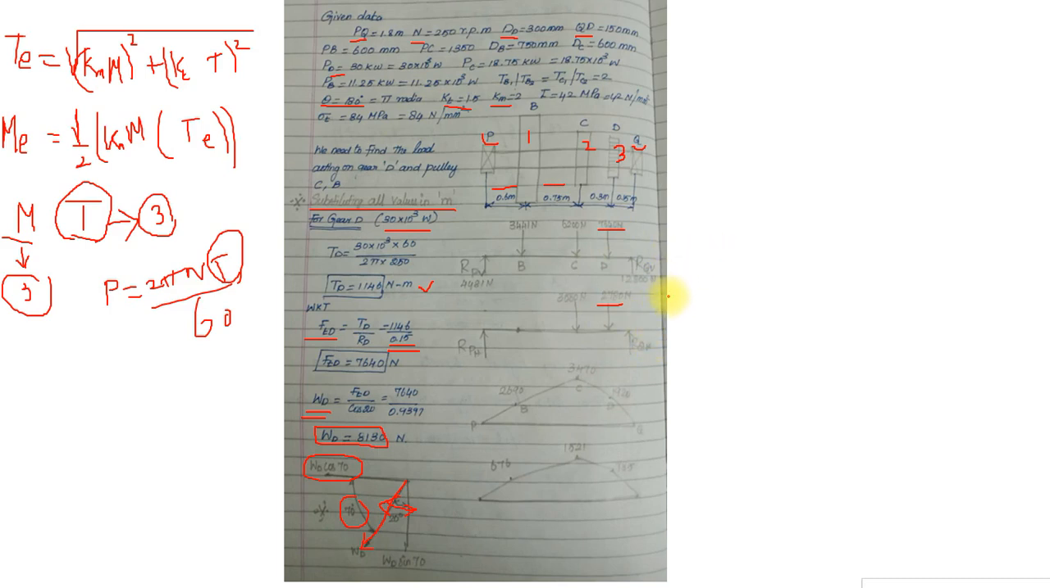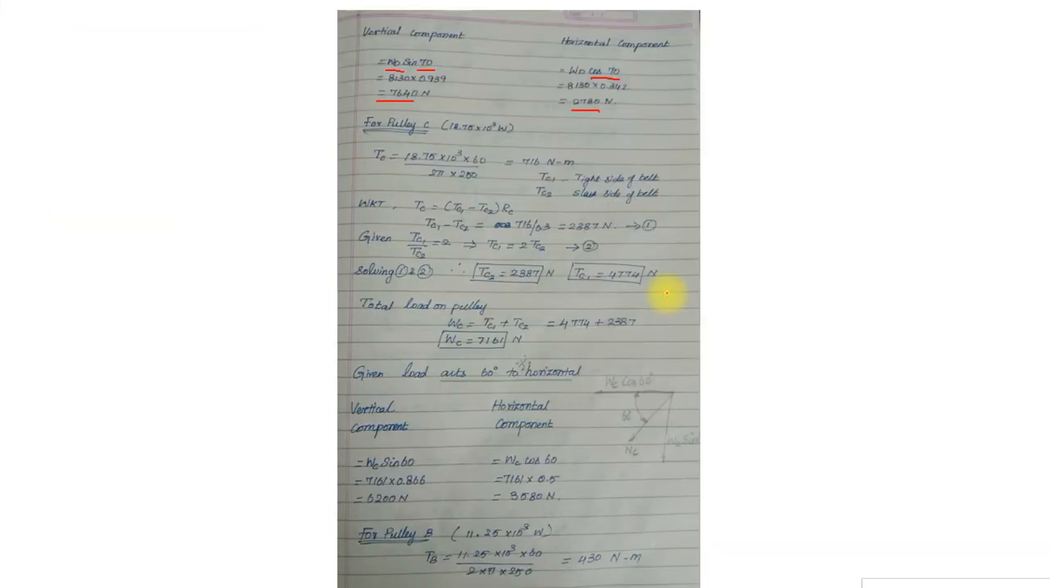So now we have found the load acting on gear D. Likewise we have to find it for pulley C as well as pulley B. Okay, so let us continue. For pulley C, the power available at pulley C is 18.75 into 10 to the power 3 watt. We already know the formula for power, 2 pi n T divided by 60. The torque is 18.75 into 10 to the power 3 into 60 divided by 2 pi into 250.